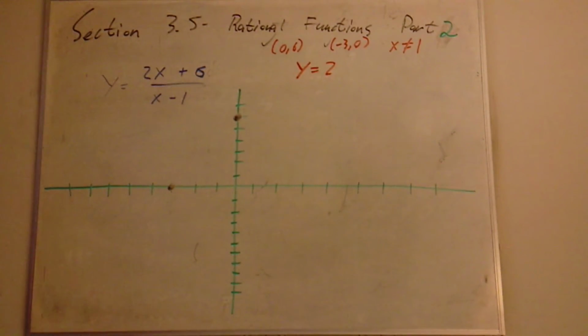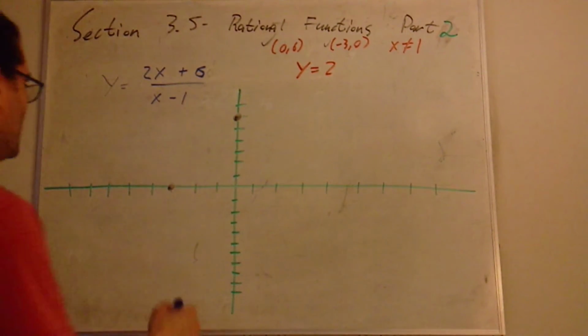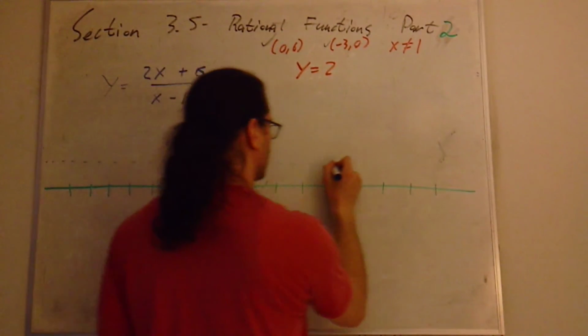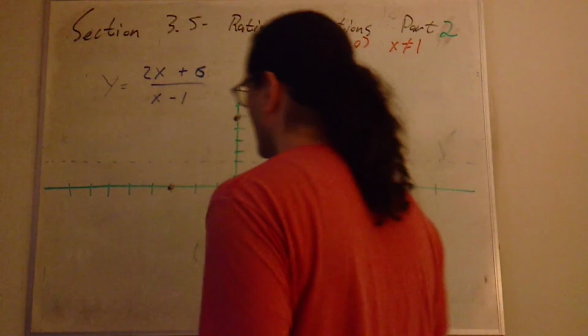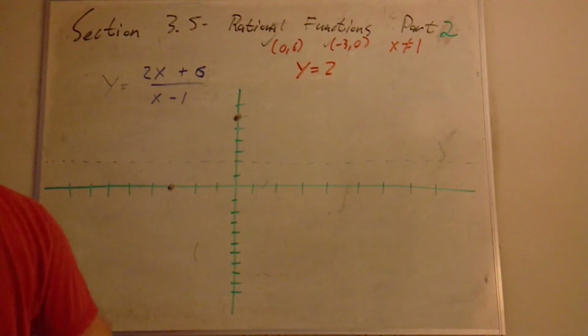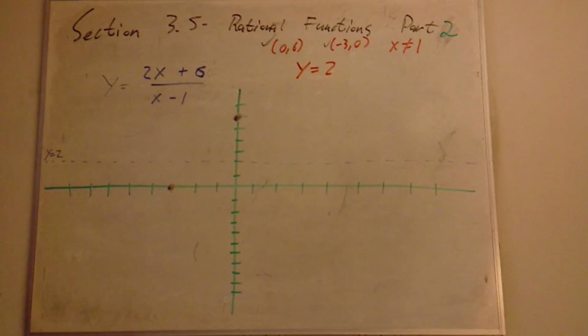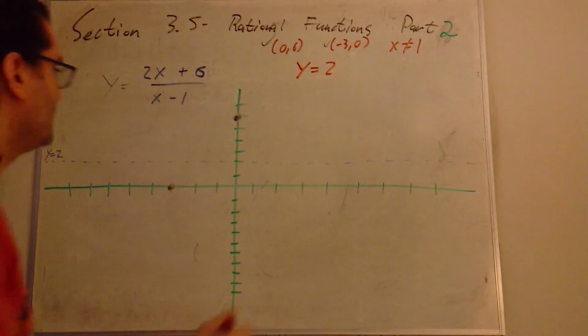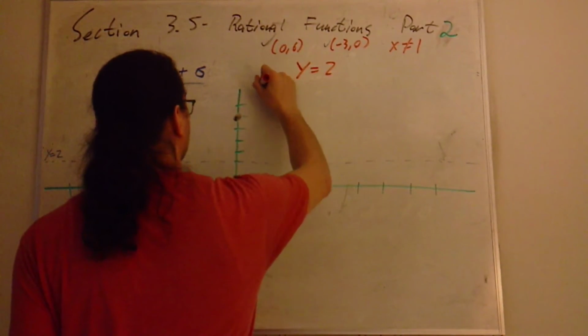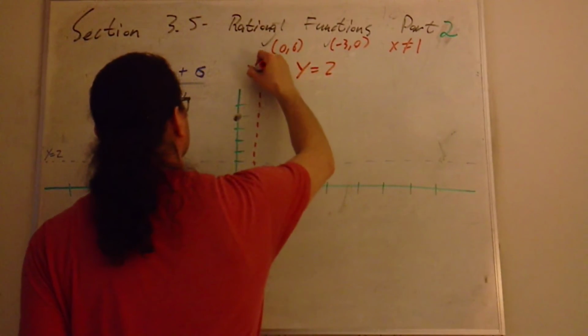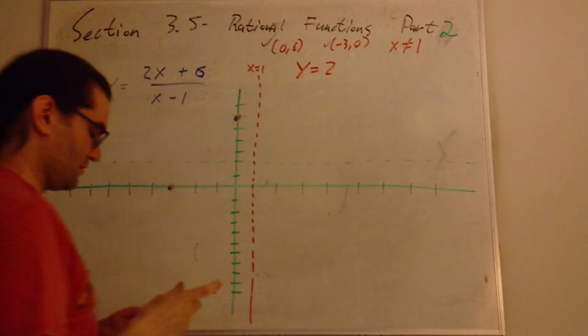Y equals 2 is a horizontal line. I'm going to do one of these through 2. X equals 1 is a vertical line. I'm going to do one of these through 1.